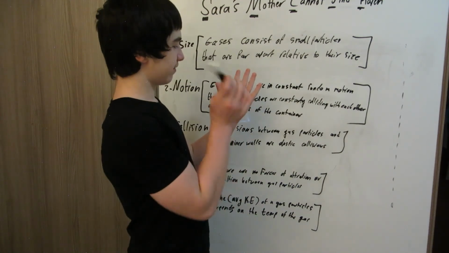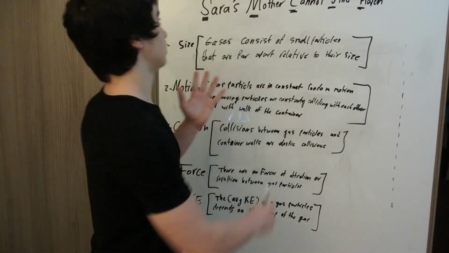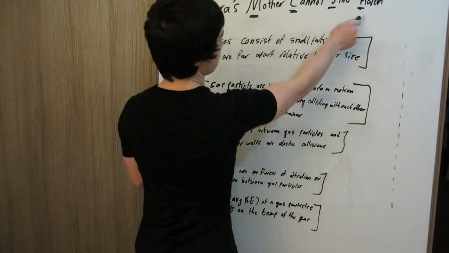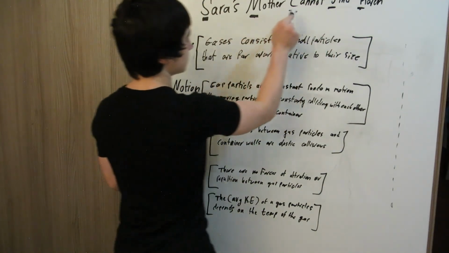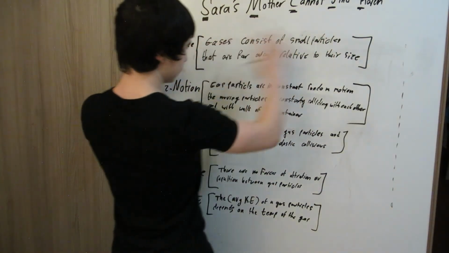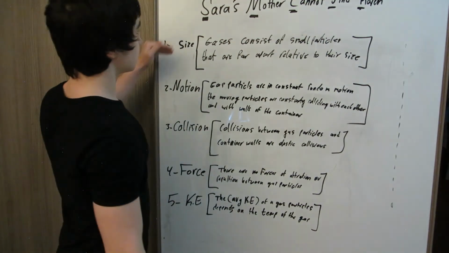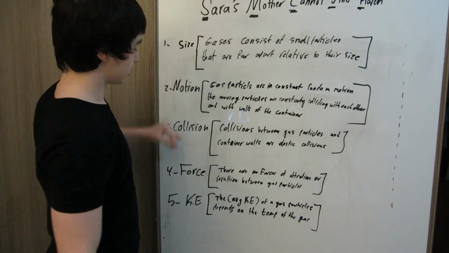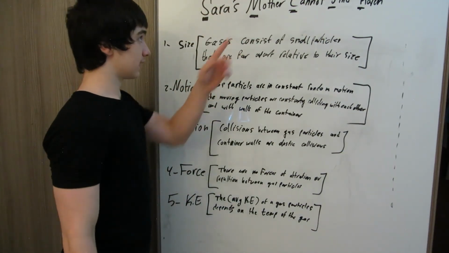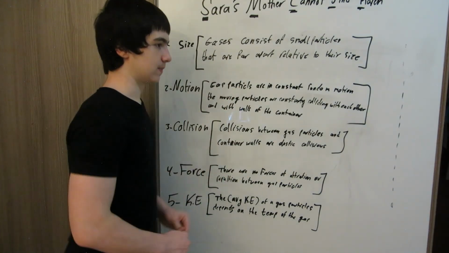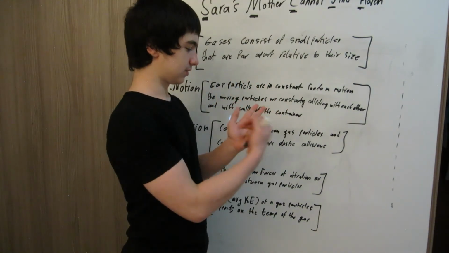Just remember that you have five fingers, and remember the phrase Sarah's mother cannot find Karen, where each letter resembles the main idea of that rule. S for size, M for motion, C for collision, F for force, K for kinetic energy, and they're all five, so you can just count them down.